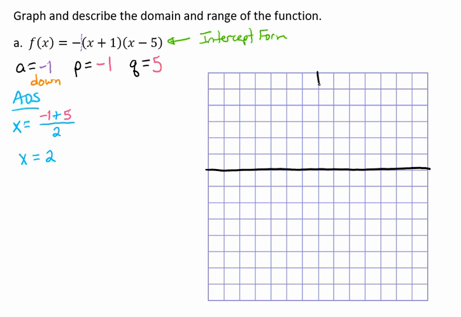So we'll go ahead and we will put our x-intercepts at -1 and +5. And we'll graph our axis of symmetry at 2. And so that's our dotted line.